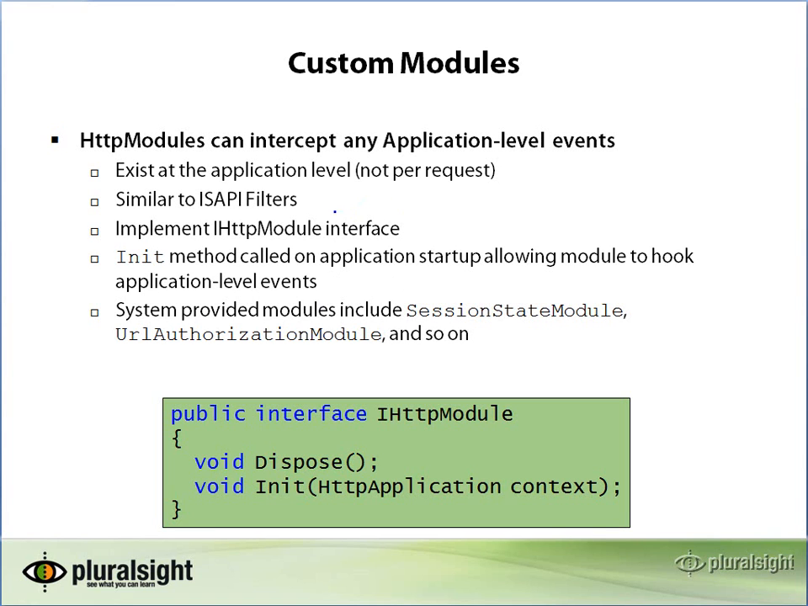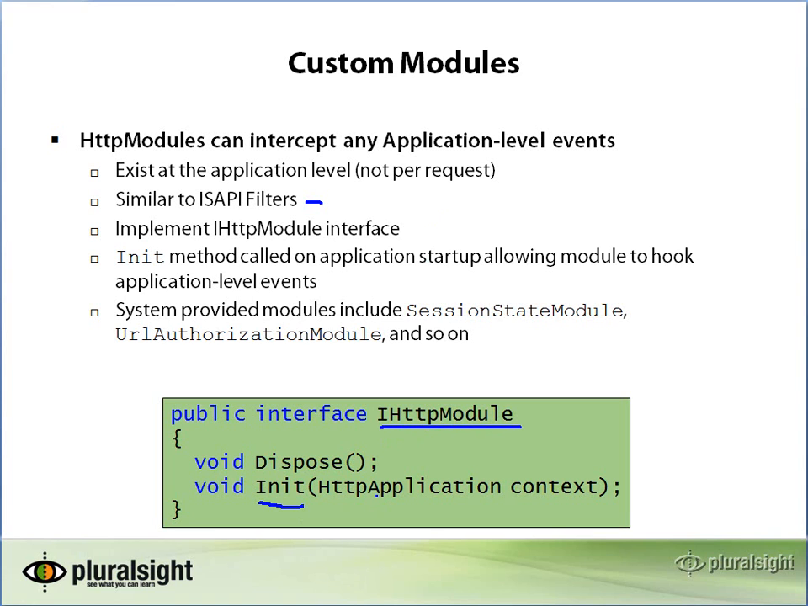So conceptually, modules are similar to ISAPI filters in IIS, if you come from that world. They give you the opportunity to intercept all of these application level events, and you can deploy them into a site just by dropping them in the config file. And the interface is IHttpModule that you'll use to build them. And it's a very simple interface. It just gives you one method, basically, the Init method.